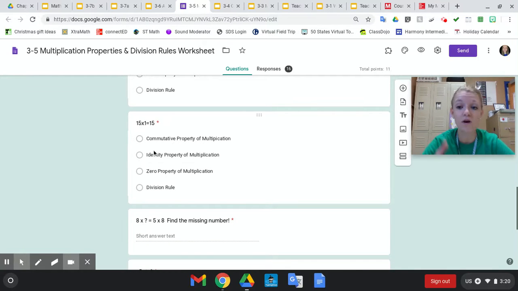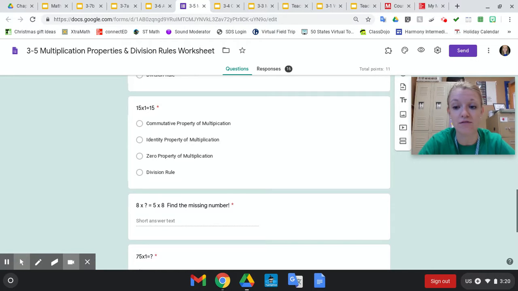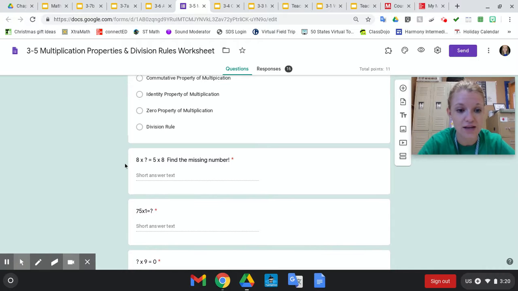We're multiplying by 1 again. What is this property? You better have said identity. Just saying. All right, now we have to find the missing number. Let's do it. 8 times something equals 5 times 8. I notice 8 is on the opposite side of where it was when it started, so we must be changing the order. So all I got to do is take the number that's on this side and bring it over here. So 8 times 5 equals 5 times 8.